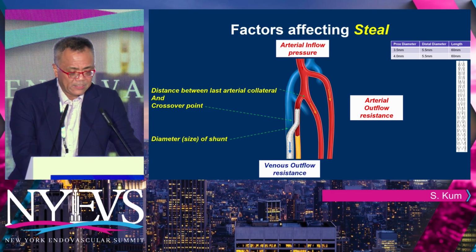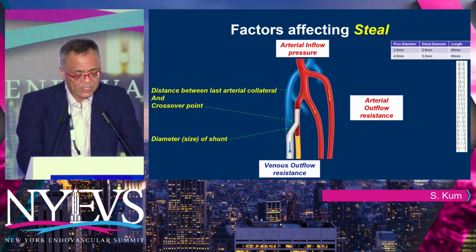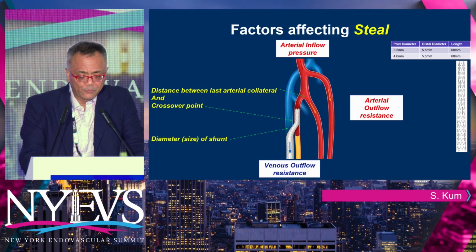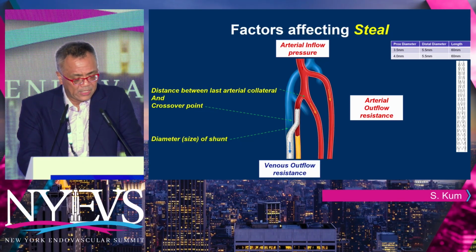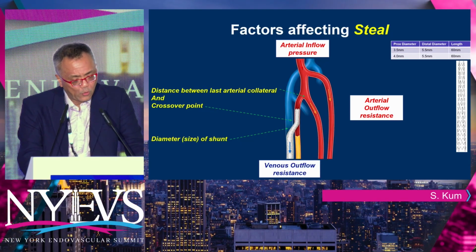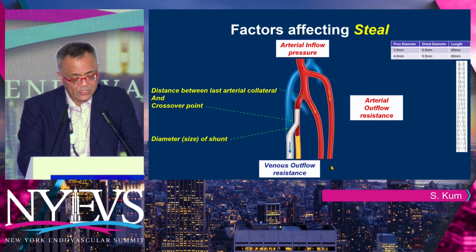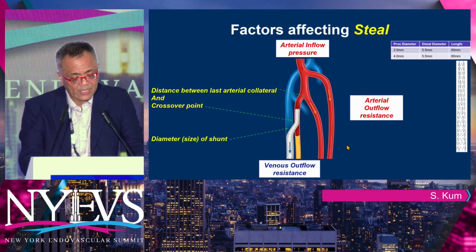There are a couple of factors that determine the amount of blood that goes into the venous circuit. It's the arterial inflow pressure, the arterial outflow resistance, the diameter of the shunt, and the location of the shunt relative to the largest collateral, which is the peroneal artery in this case.